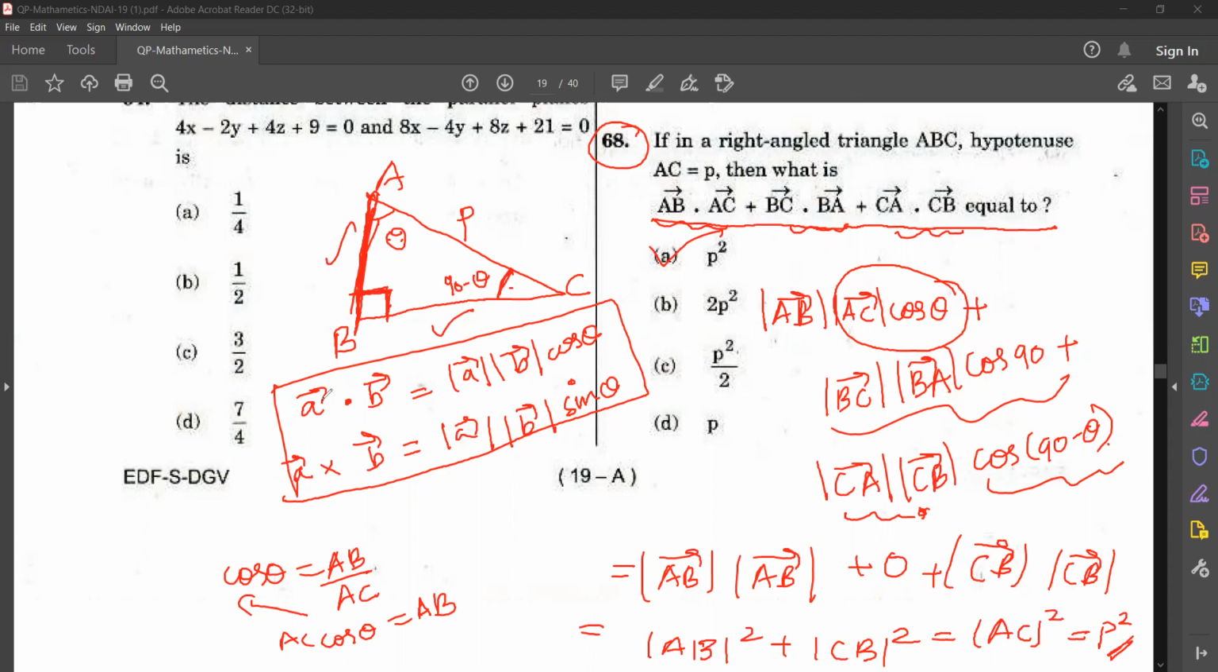So please copy down this. Here we are applying trigonometry, dot product, and the Pythagoras theorem. Three things we are applying. Just go through it. The answer is option A, P square.